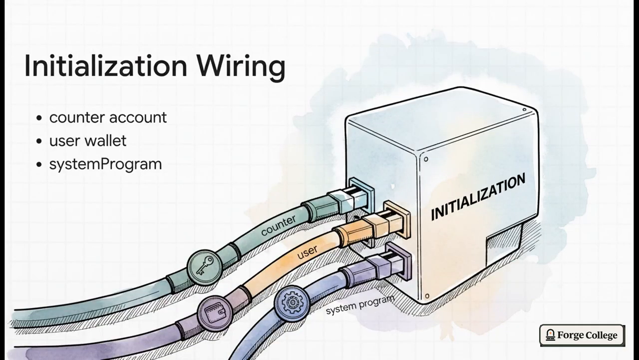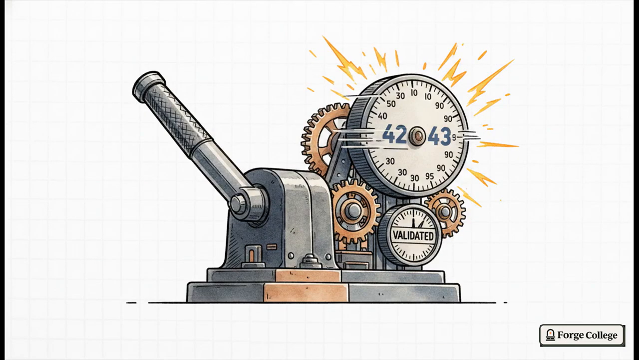Next comes the initialization instruction, and this perfectly illustrates that strict wiring I mentioned earlier. To initialize the counter, our accounts object has to explicitly map the counter to our new Keypair's public key, map the user to our provider's wallet, and, get this, we even have to physically pass in the system program. Account ownership and execution privileges are just brutally explicit here. No assumptions allowed.